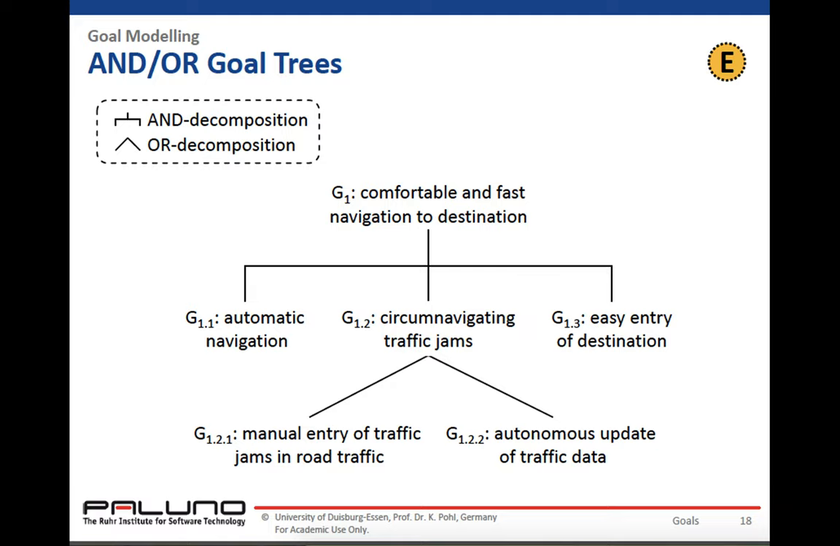The picture shows the complete goal model for the car navigation system with G1 as the main vision or goal to be satisfied by AND decomposition of G1.1, G1.2 and G1.3, and further refined using OR decomposition for another two sub-goals, G1.2.1 and G1.2.2, for the second level structure of G1.